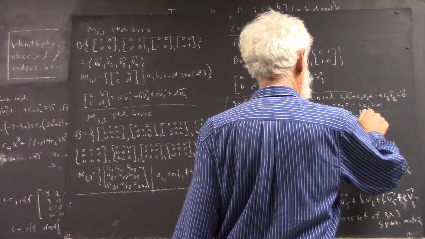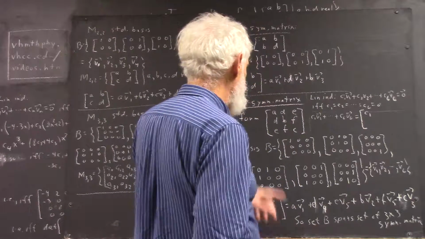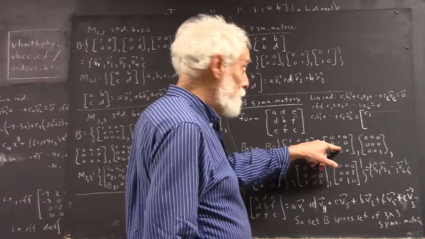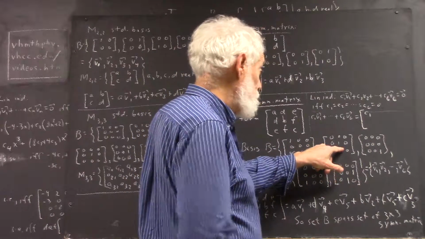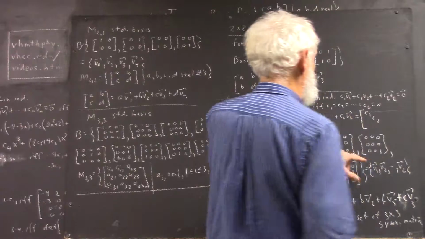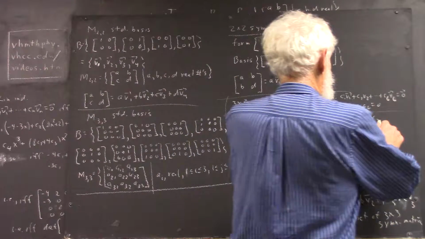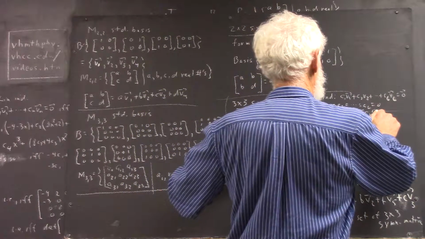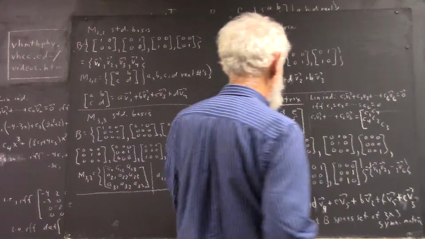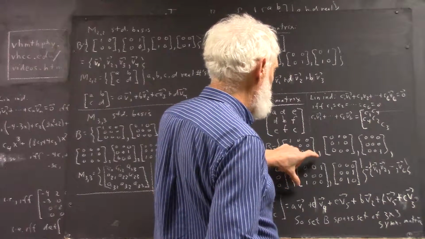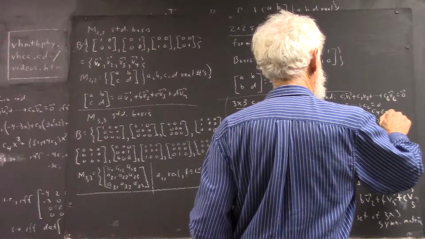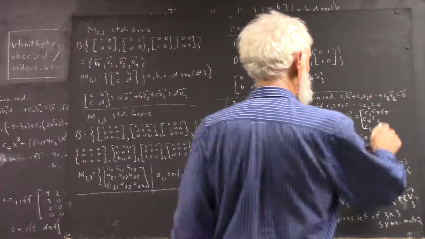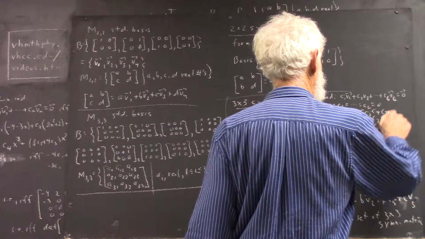I get the matrix C1, because C1 times V1 puts a C1 here. C2 times the second vector gives me a C2 here. C3 times this one. C4 times this one puts C4 here. C5 times this one gives us my C5s here. And C6 times this matrix gives me a C6 here and a C6 here.